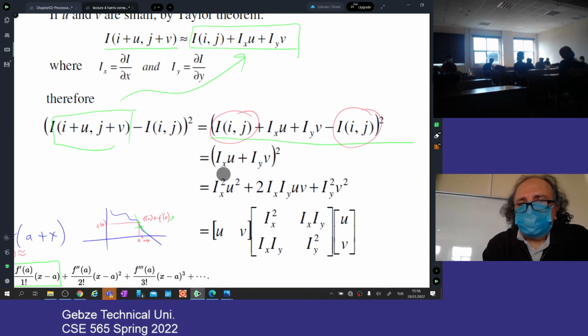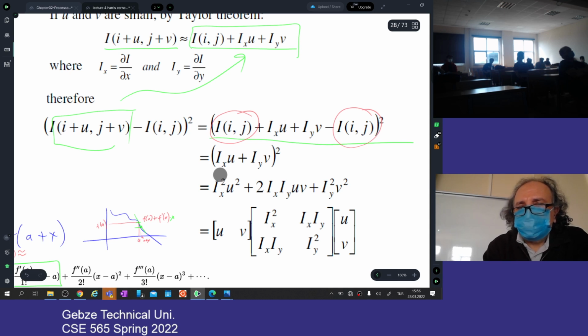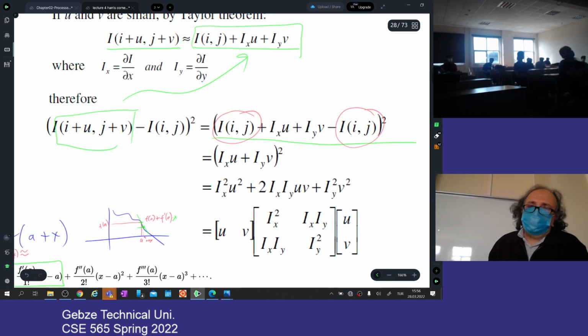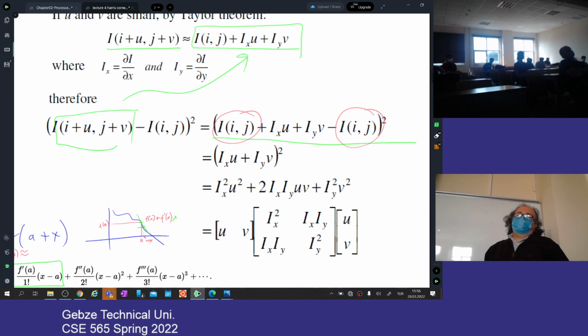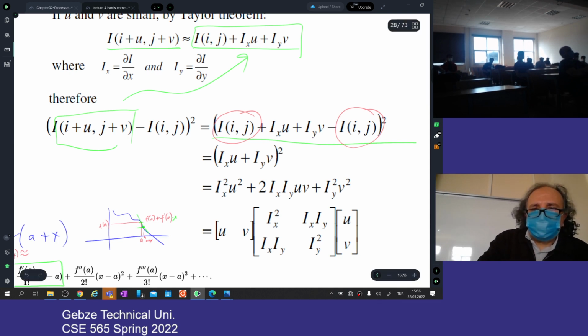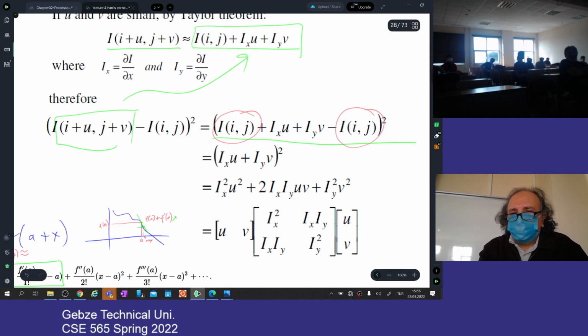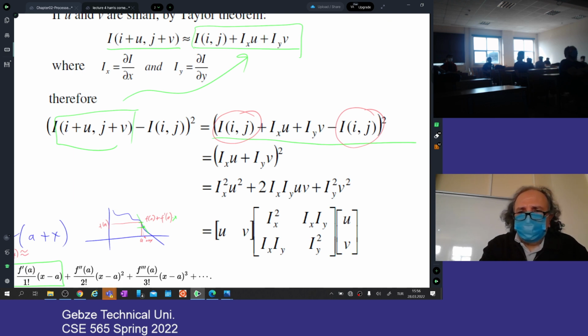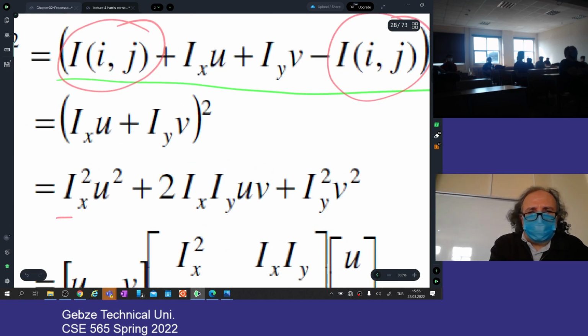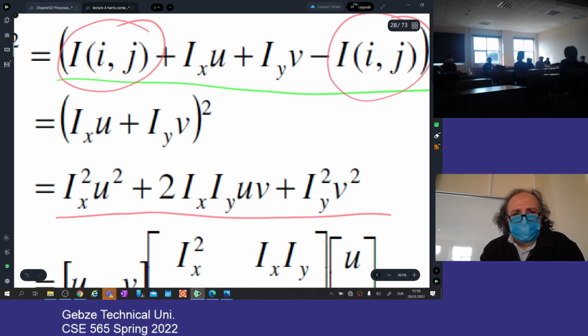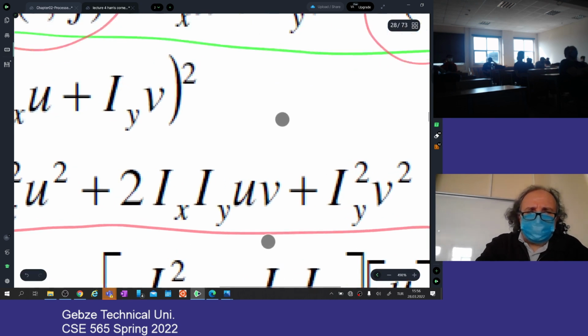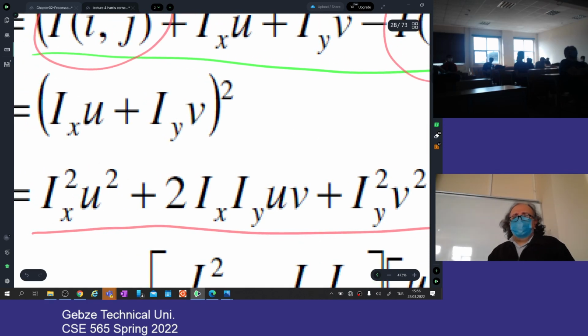Derivative of the image in the horizontal axis times u plus derivative of I in the vertical axis times v, take the square of it. I can expand this expression, so if you expand it, you get this one: the square of the first part and the square of the second part, and 2 times Ix, Iy, uv. This is not a very complicated expression actually. So tell me what we know about this expression. Which ones do we know and which ones we don't?